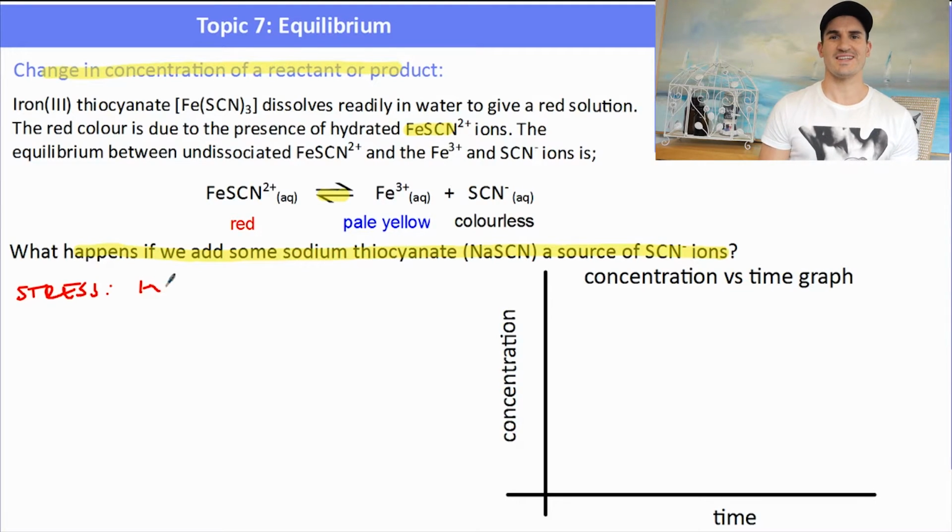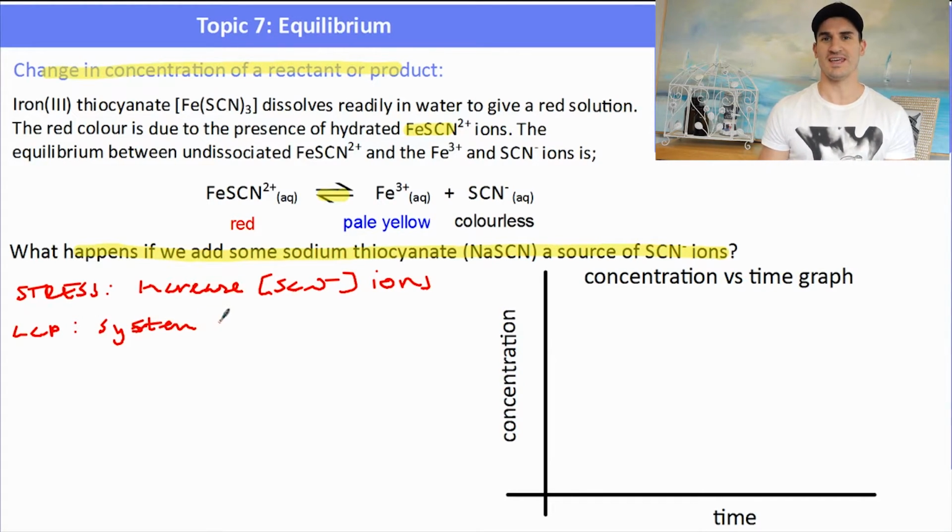Well, the stress is an increased concentration of SCN-. So what have we done? We've increased the concentration. That's the stress on the equilibrium system. Now, what's the system going to do? Well, according to Le Chatelier's principle, the system is going to try and partially oppose the increase in concentration of SCN-. How is it going to do that?